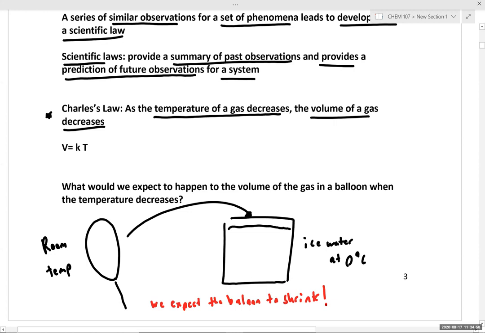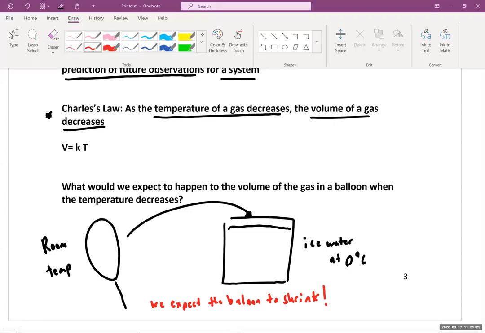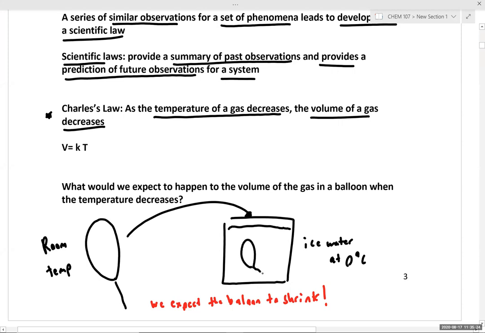And this really showcases the power of a scientific law. From our previous observations, we can generate a summary of our observations, and we can use our previous observations to begin to predict what would happen in a new system. We were able to predict that this balloon, when we place it in ice water, would begin to shrink. It would have a smaller volume. Exactly right.